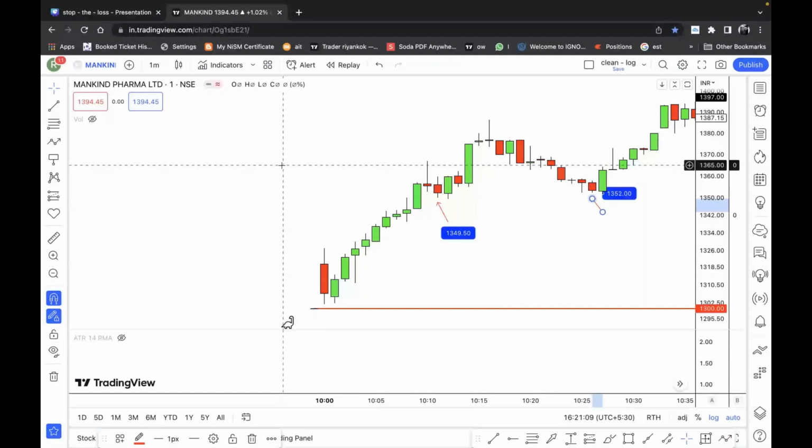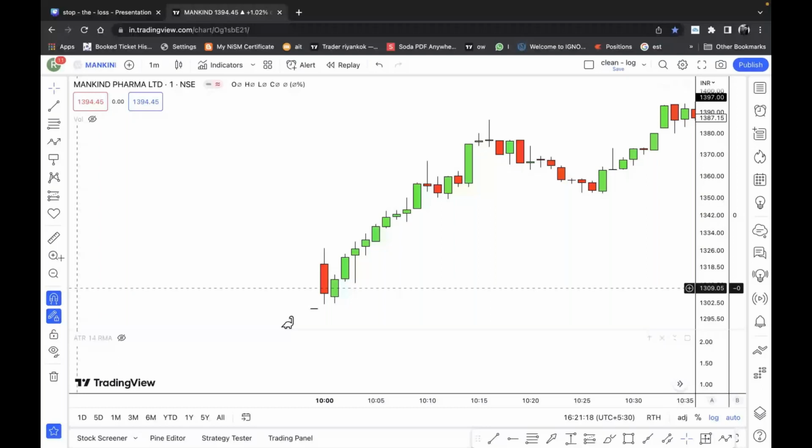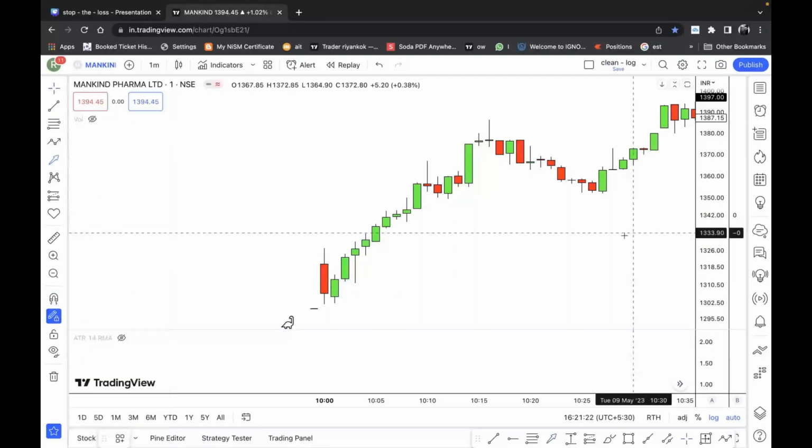Okay, some people are saying 1352, some people are saying 1349. Let me explain to the people who are saying 1349. First of all, the correct answer is the swing low which will be considered here will be this particular point, which is 1352, and not this point.